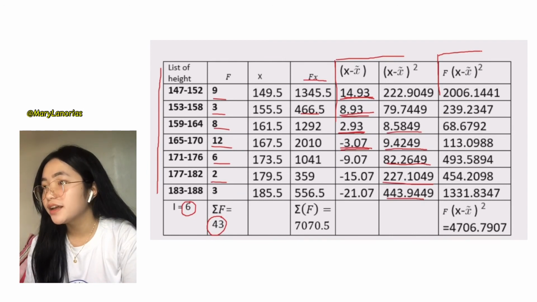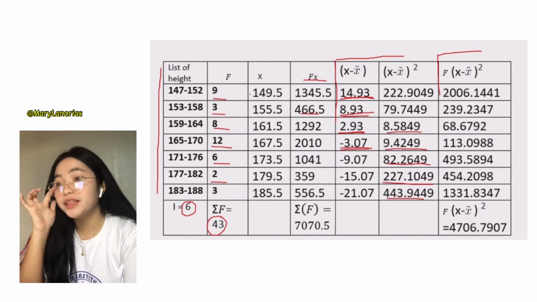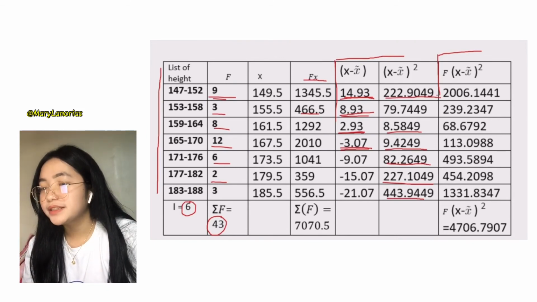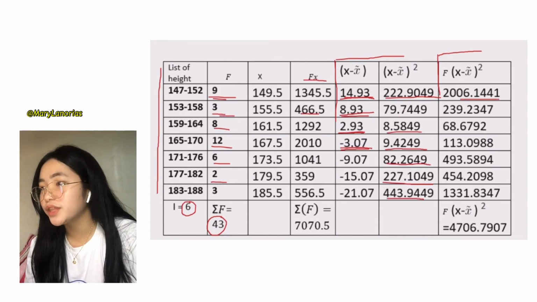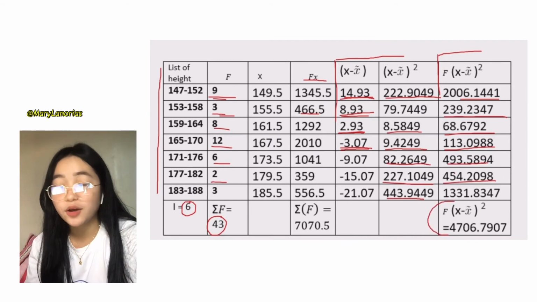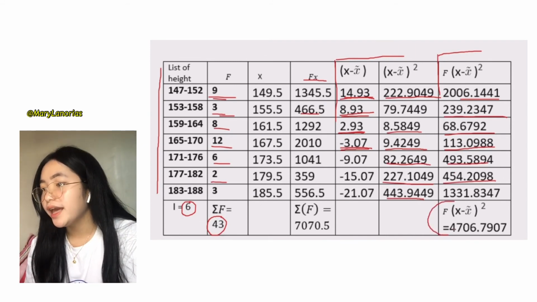And for the next column, we have the product between the frequency and our squared deviation. So, frequency times our squared deviation, 9 times 222.9049, that would be 2006.1441. And 3 times 79.7449 would result in 239.2347. And we're going to do the exact same thing for the rest. And here, for the next one, we're going to sum it all up. So, in result, we have 4,706.7907.